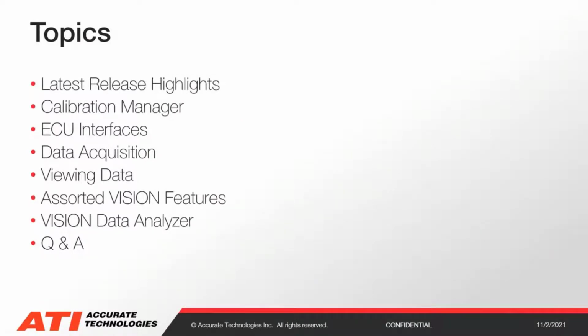So just kind of what we're going to be going over here. I'll go over a few latest release highlights. Some of the stuff here might have been touched on a little bit in the basic training, but if that's the case, I won't spend too much time on it. We're going to go over the use of the Calibration Manager and what it's used for. Talk about some ECU interfaces, data acquisition, viewing that data, and some other assorted, a little bit more advanced Vision features that probably weren't covered in the basic class.